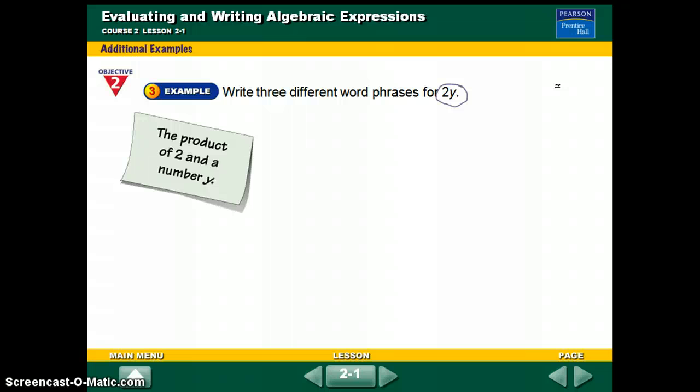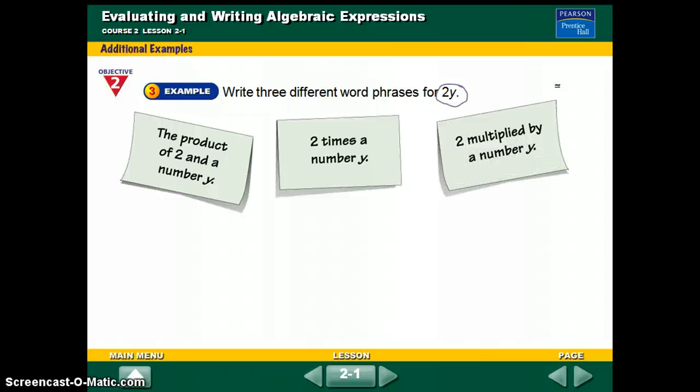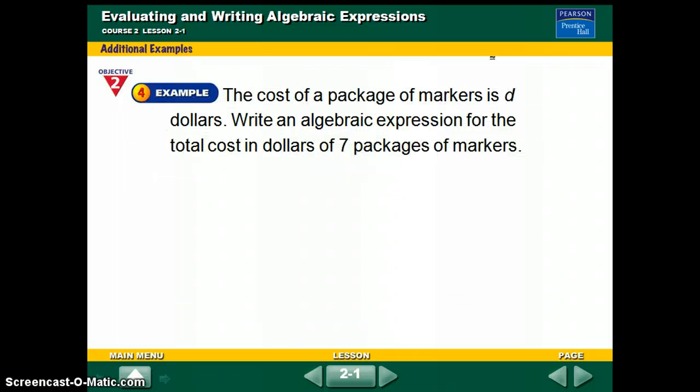The product, another word for times, of 2 and a number y, 2 times a number y, or 2 multiplied by a number y. Now aren't those all saying the same thing? And really they all link back to that 2y that we have up at the top. So we're just trying to get you to see different ways to look at it.